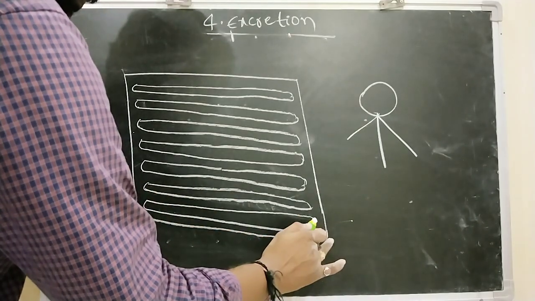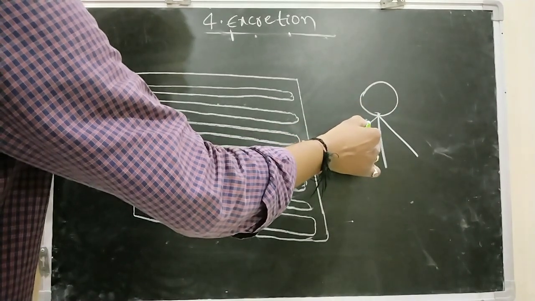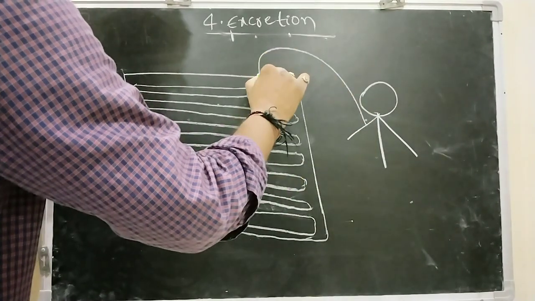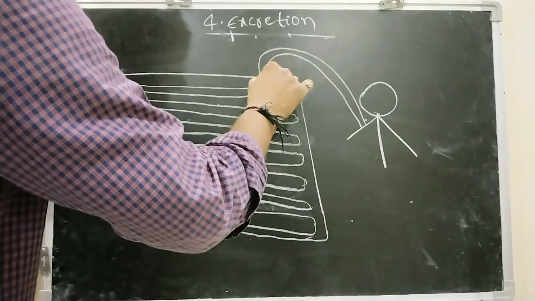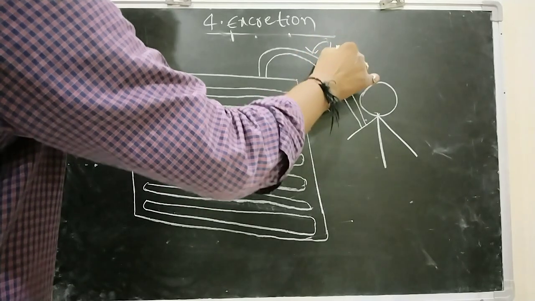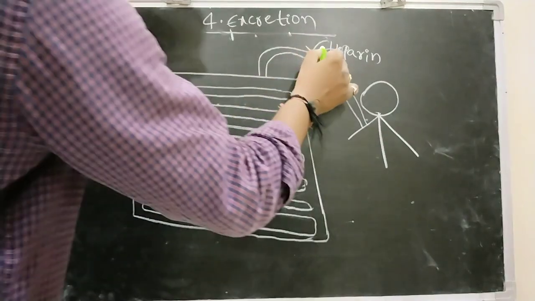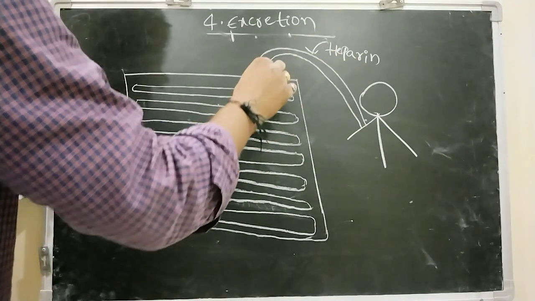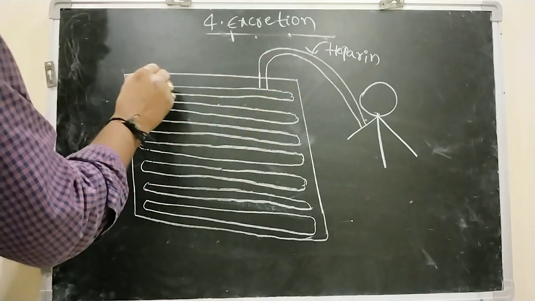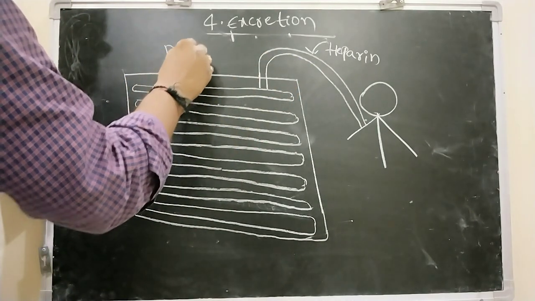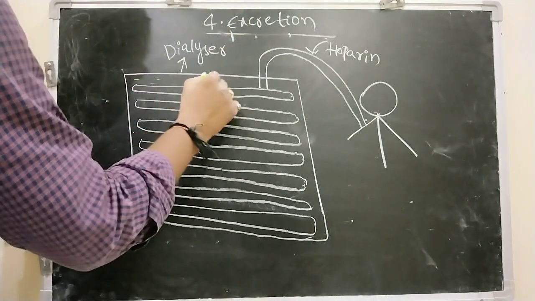So first, what will happen? From the person's body, blood is taken from the main artery. When blood is taken out, the blood is going to clot, right? So to avoid clotting, heparin, an anticoagulant, is added to the blood, so that the blood is pumped into this machine. What is this machine called? Dialyzer, and this dialyzer consists of fluid.